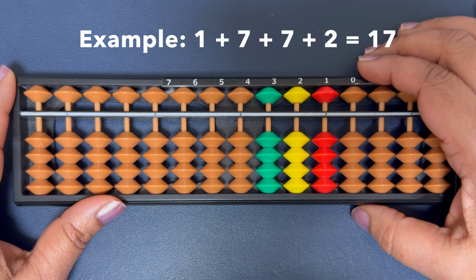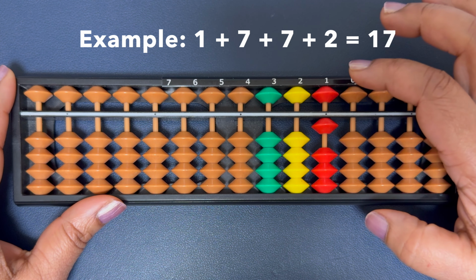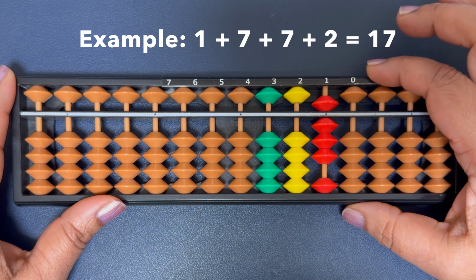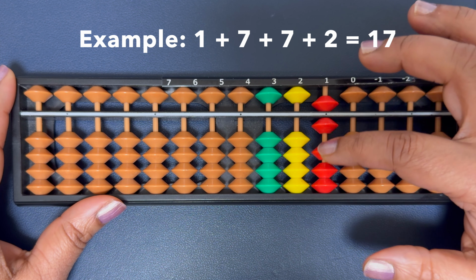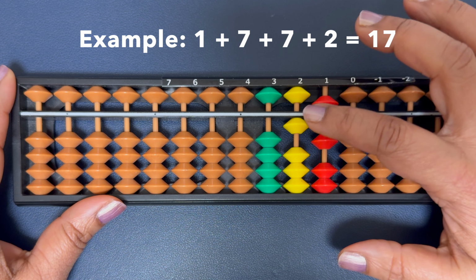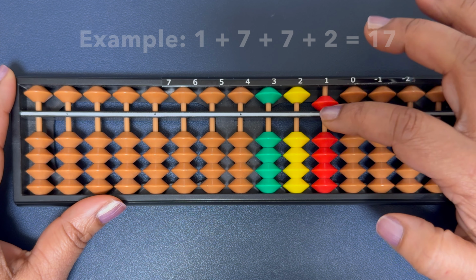Now 1 plus 7 plus 7 plus 2. First add 1, then add 7, 5, 6, 7, then add 7. For 7, take 3, 1, 2, 3, add 10, plus 2, 1, 2. 10, 15, 16, 17. So answer is 17.